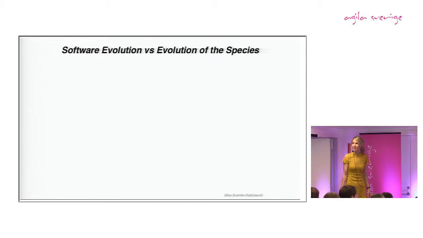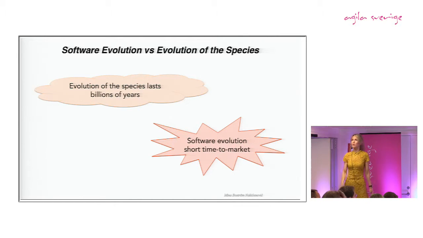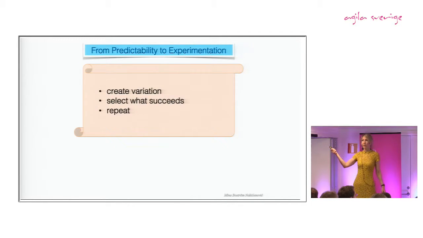Are there any differences? Yes. Evolution of the species lasts billions of years. In software development, we have short time to market. And we also have creators. We are creators of our systems, so we can build them in a way to be sustainable, adaptable, and responsive to change. Of course, we cannot predict an unpredictable market. So we should make a shift from predictability and specification to discovery and experimentation, and do exactly what Mother Nature does. Create variation, select what succeeds, and repeat.